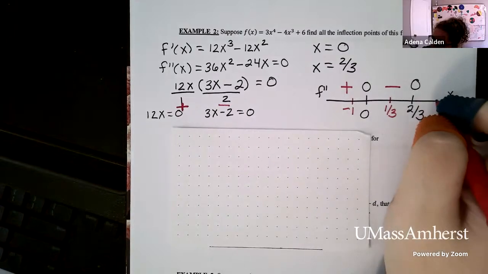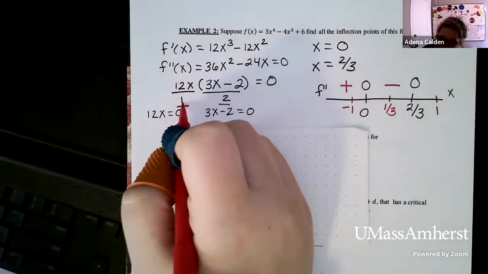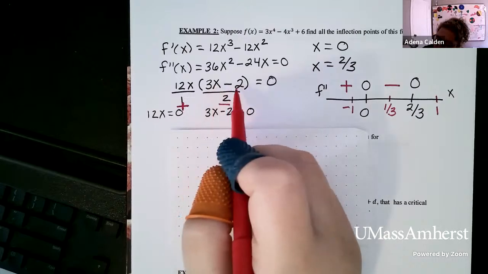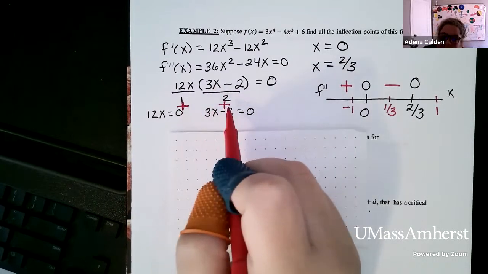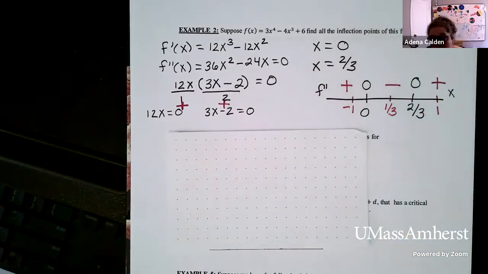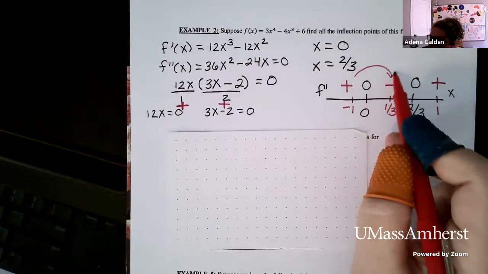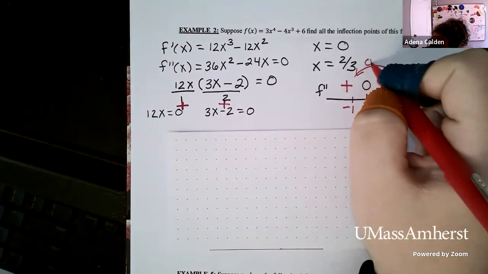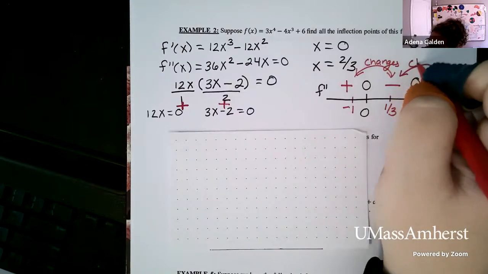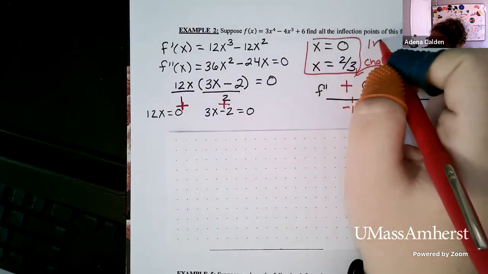And then I want to test something bigger than 2/3. So I'll test a 1. So if I plug a 1 into 12x, that gives me positive 12. And then here, if I plug in a 1, 3 times 1 is 3, minus 2 gives me positive 1. So positive times positive is positive. So what I see now is that for both 0 and 2/3, the sign changes around these points. And so what that tells me is that both of these points are inflection points.